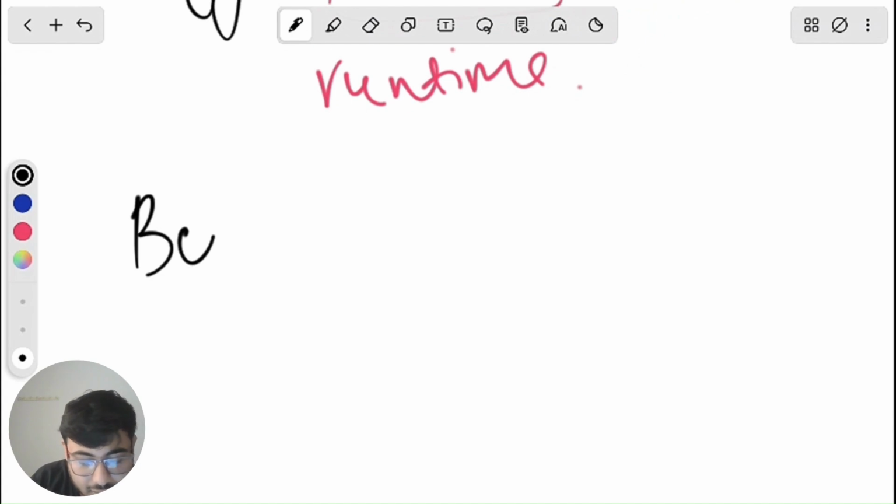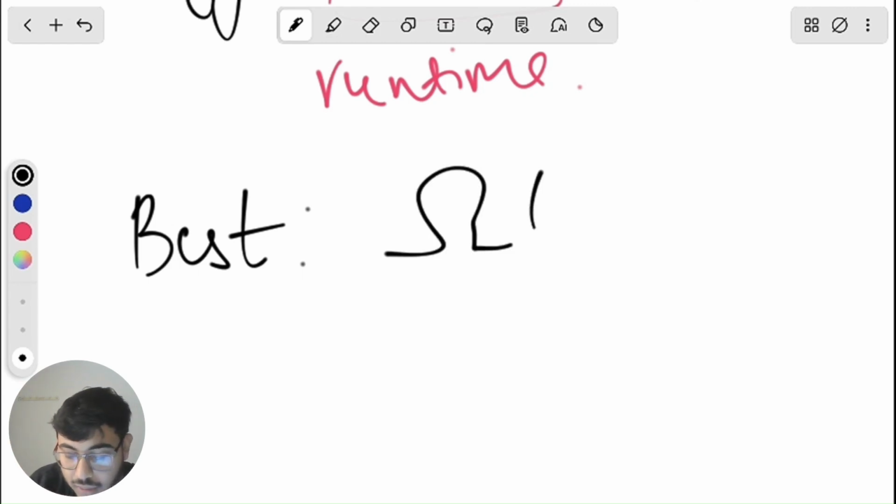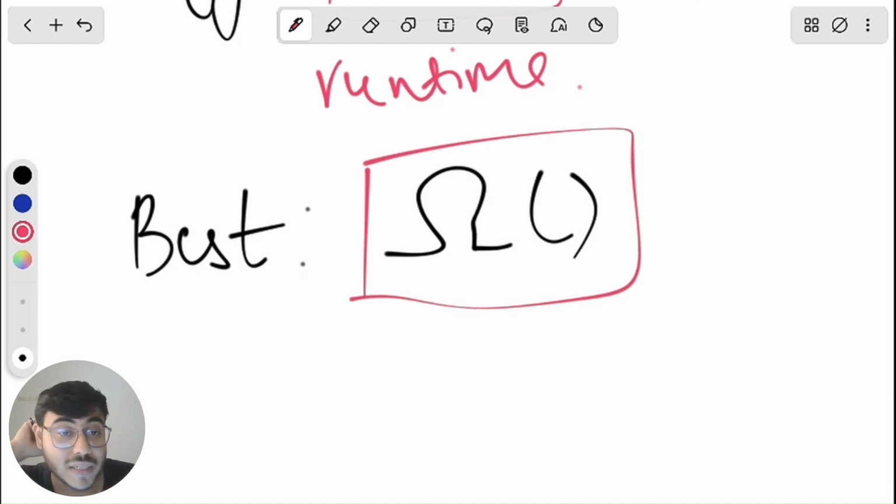Then we have the last one, that is the best case. Best case gives you a lower bound. As we said, the big O notation gives you an upper bound. The best case gives you the omega notation. This is denoted by omega. Omega notation generally means that when we are talking about the best case time complexity, whatever are the best inputs, the algorithm can solve the problem in the least amount of time.